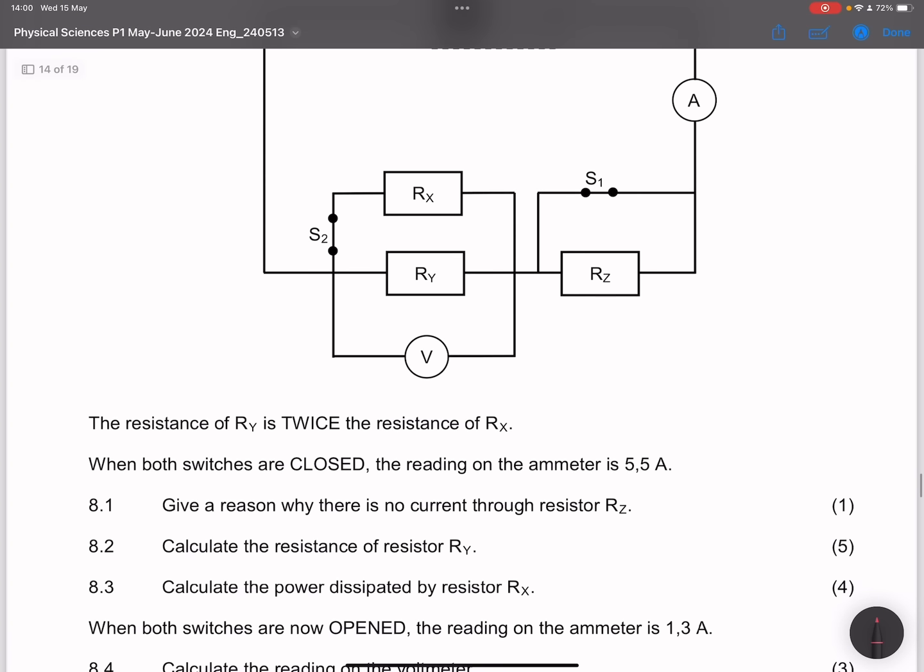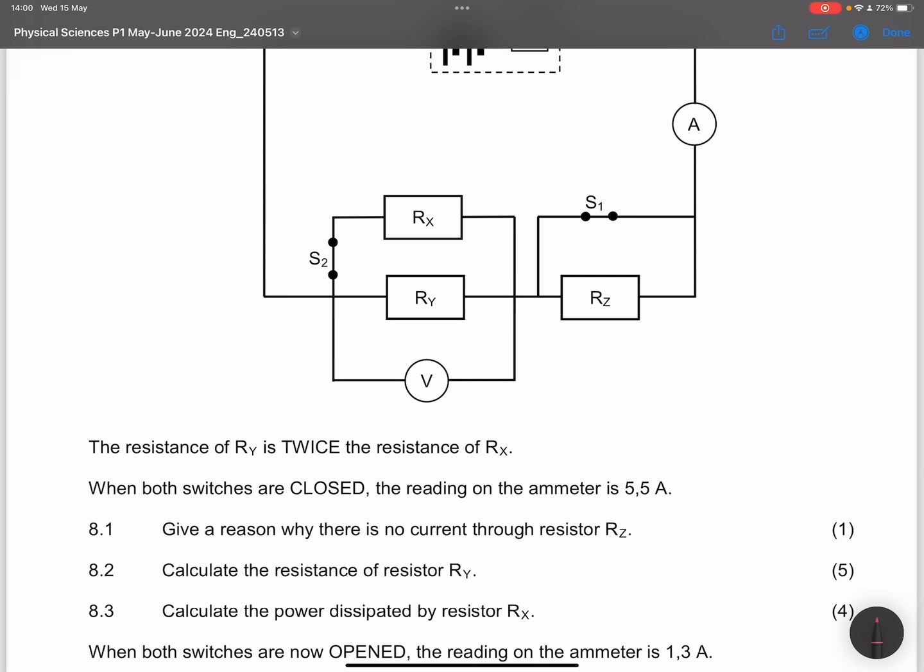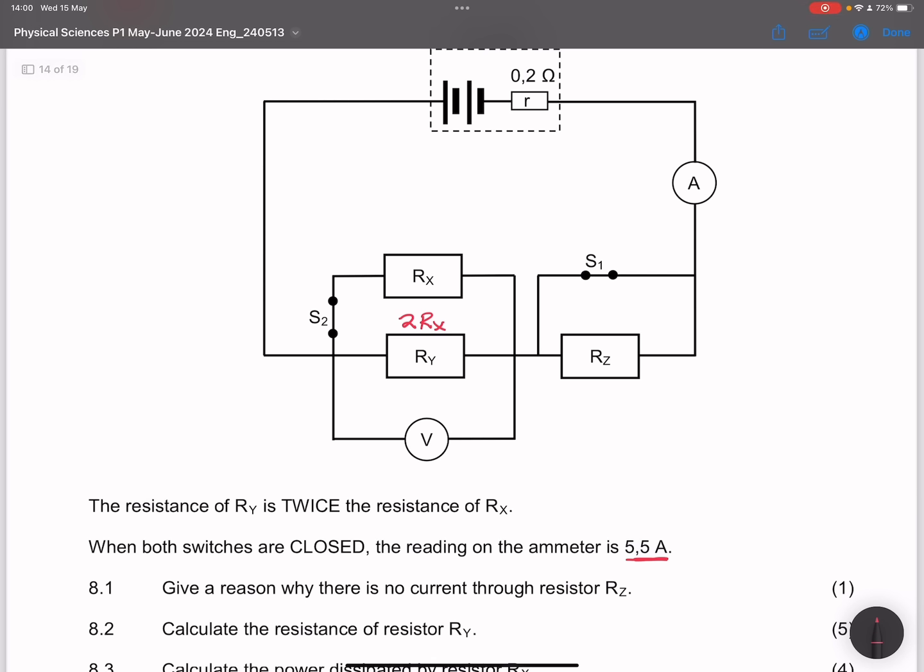Now let's look at this. They say the resistance Ry is twice the resistance Rx. So what I would do is leave it as Rx, which means Ry would be 2 times Rx. Now they say when both switches are closed, the reading on the ammeter is 5.5. Our ammeter there reads the total current. We're going to come to that just now.